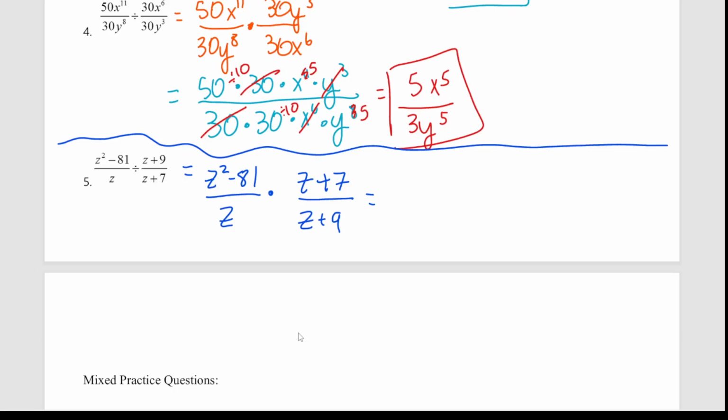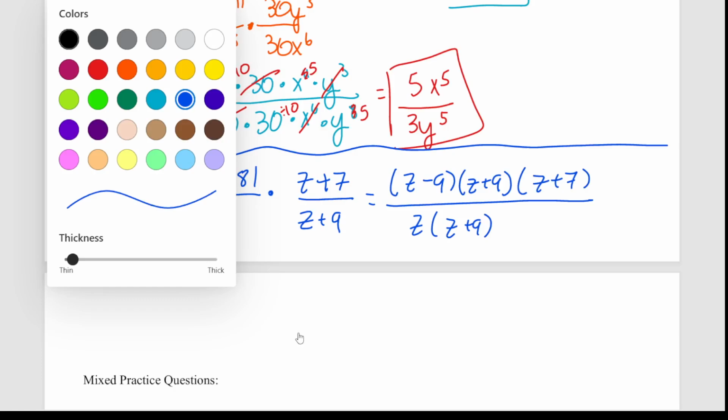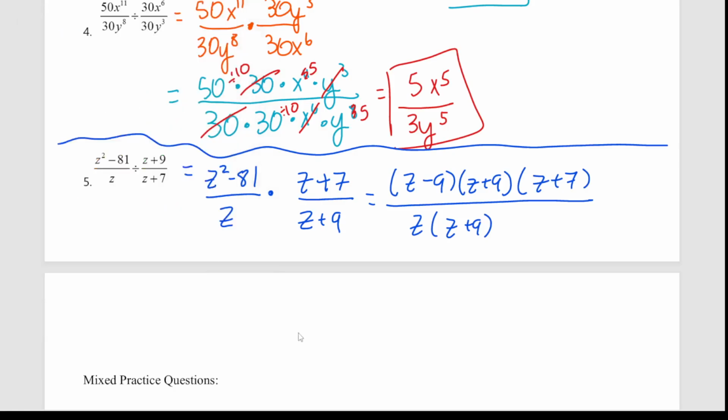Then we're going to want to go ahead and factor, so z squared minus 81 will factor into z minus 9, z plus 9, because that's the difference of squares situation, where that's the same thing as z squared minus 9 squared. And then we'll have the z plus 7 does not simplify, all over z times z plus 9. Then we're going to want to note what is going to further simplify.